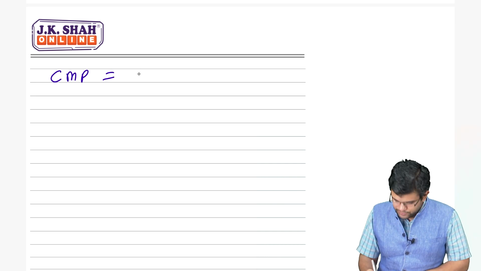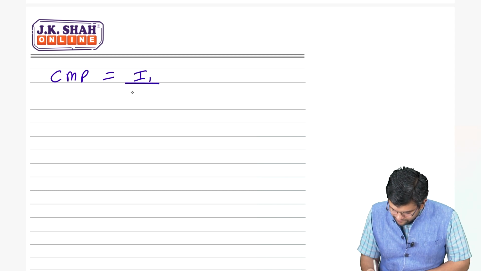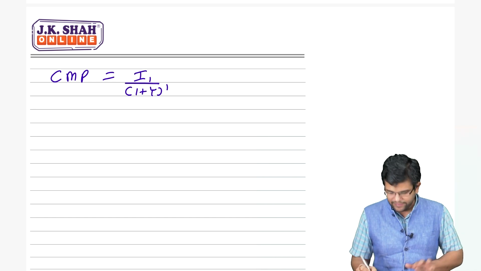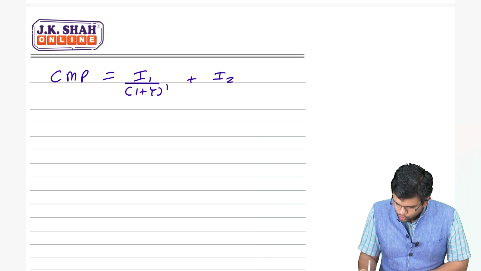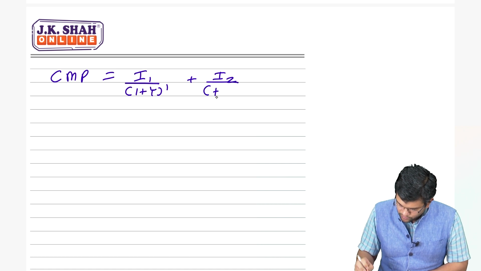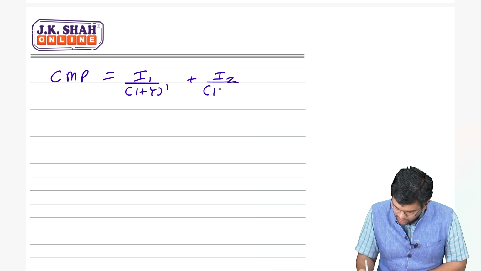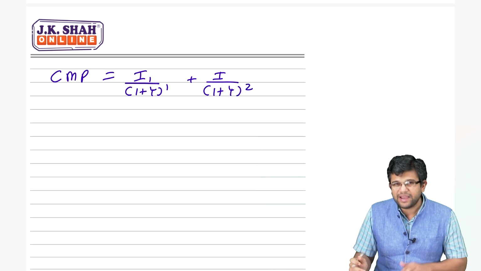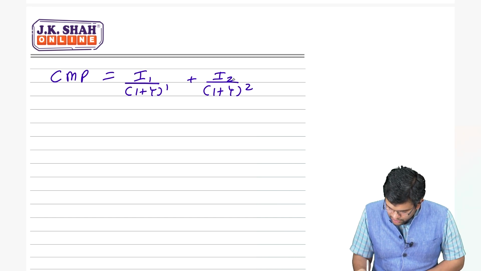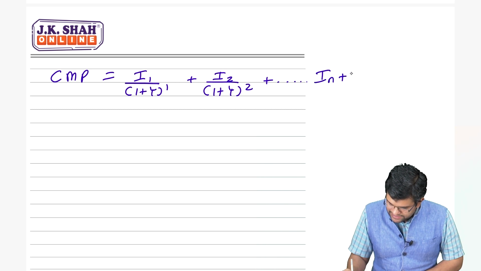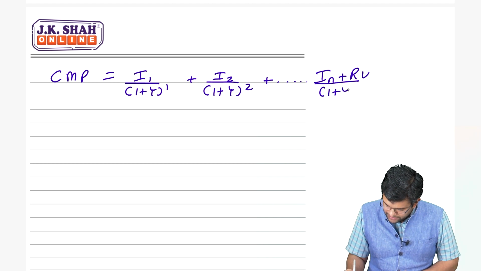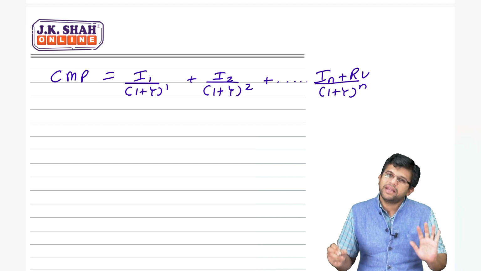So children, the first cash flow will be I1 divided by 1 plus y raised to 1, that is discounting for 1 year at the rate YTM. Like that, I2 divided by 1 plus y raised to 2. Then children, we have I3, I4 and so on till IN. So plus dot dot dot, IN plus RV, because redemption also we get at the end of life, the whole divided by 1 plus y raised to n. Everybody agreeing with me till here?